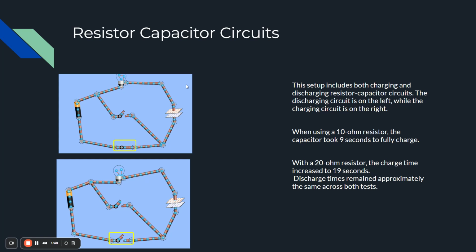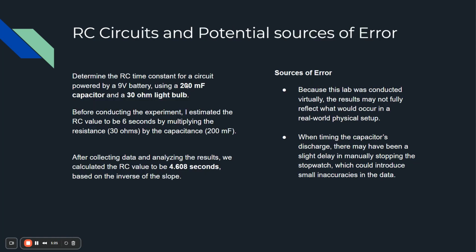And using a 9 volt battery and 30 ohm light bulb, we predicted the RC time constant to be about 6 seconds, but our calculated value actually came out to about 4.608 seconds, determined by finding the inverse of the slope from our charging curve. And here is some of the information I just mentioned with all of the numbers.